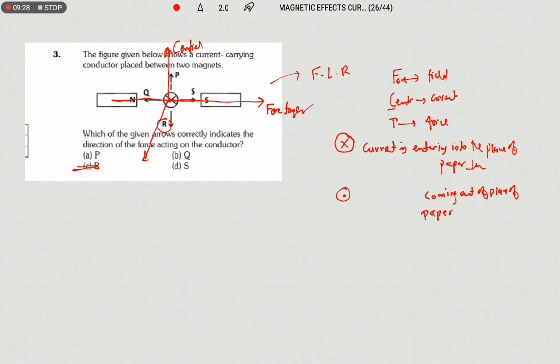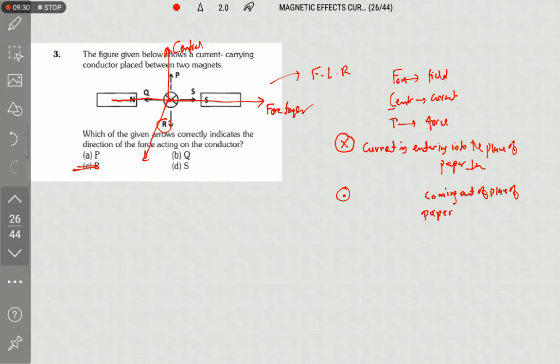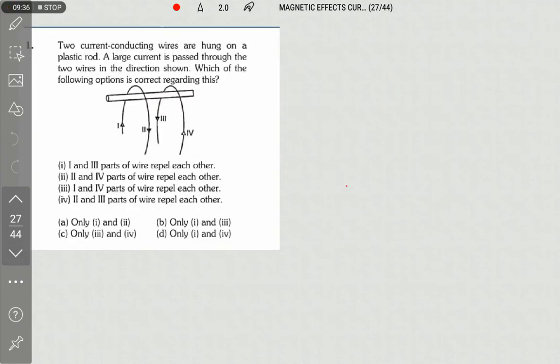Again, in this way we need to analyze the force acting on a current carrying conductor with the help of Fleming's left hand rule. Right now, two current carrying wires are hung on a plastic rod. A large current is passed through the two wires in the direction as shown. Which of the following options is correct regarding this? Before doing this, let us study the concept related to this.